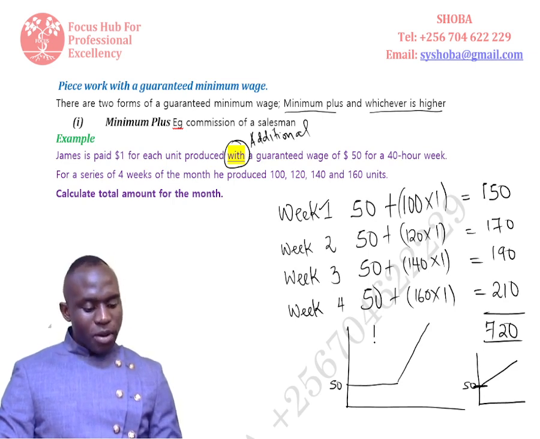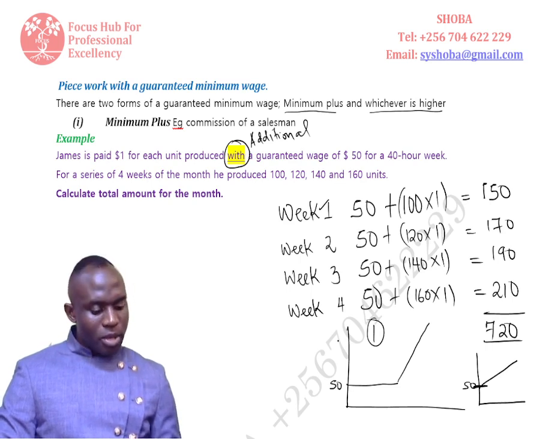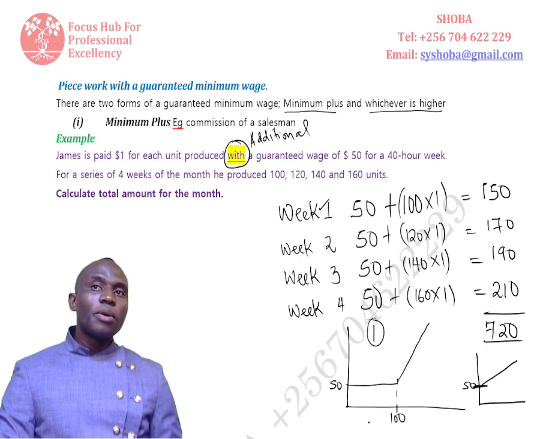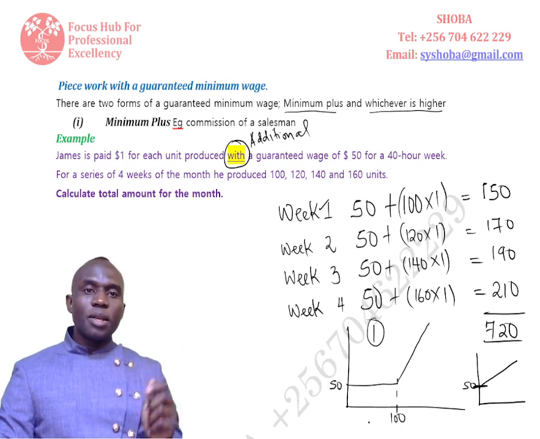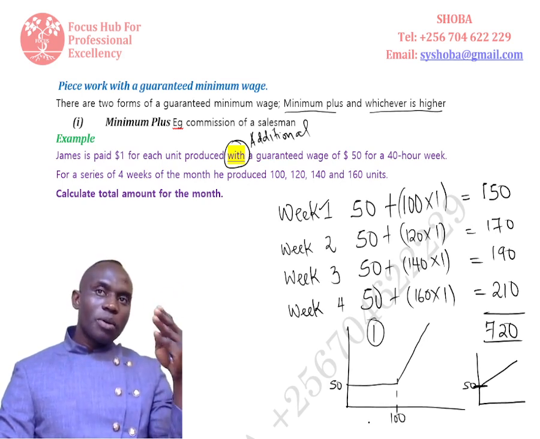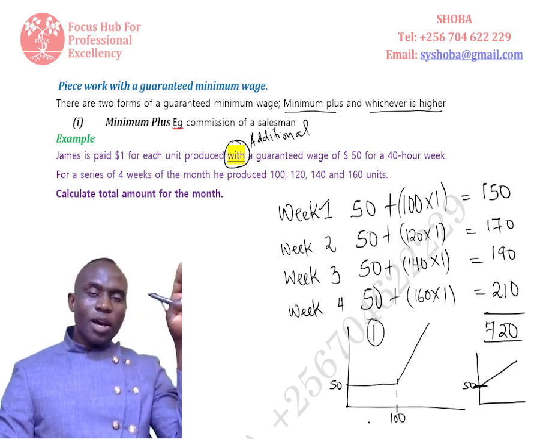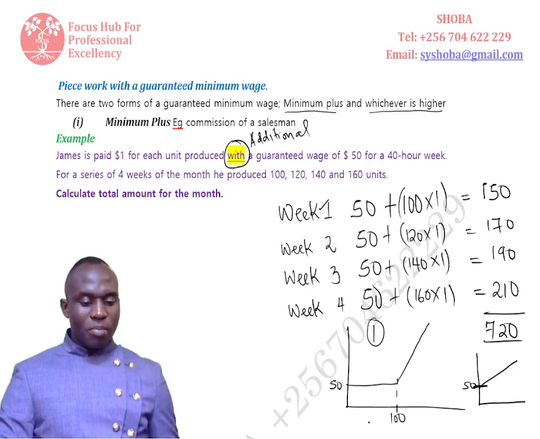So the first graph here, it can be you're given a payment of $50, maybe up to 100 units. Then when you go beyond 100 units, they start paying you a higher rate per unit. But the 50 is fixed up to 100 units. When you go beyond, they start paying you a higher payment per unit. The payment is now based on units. The more you produce, the more you get paid.